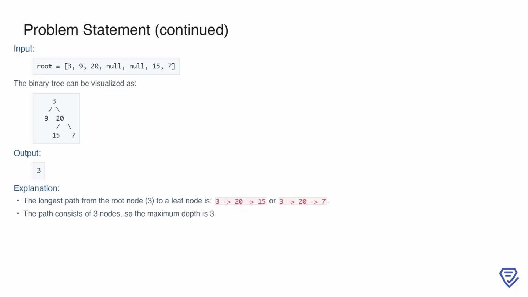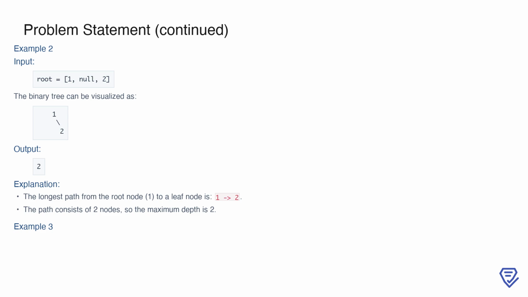To calculate the maximum depth, we consider the longest path from the root to any leaf. In this case, the longest paths are either 3-20-15 or 3-20-7, both of which consist of 3 nodes. Therefore, the maximum depth of this tree is 3.